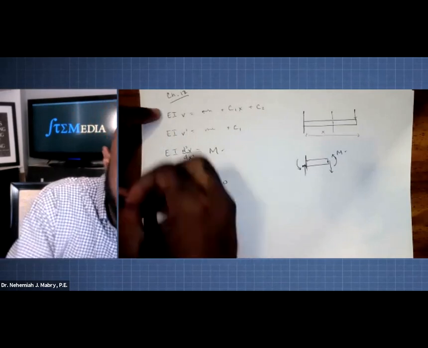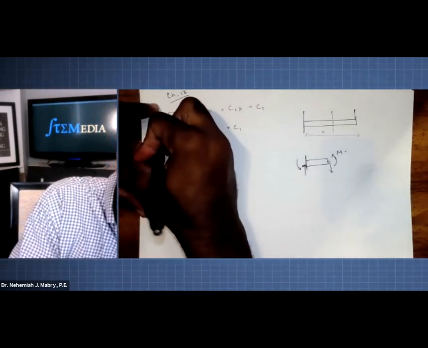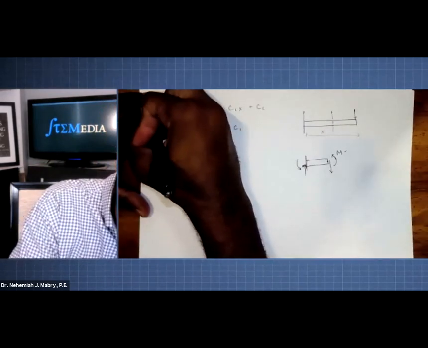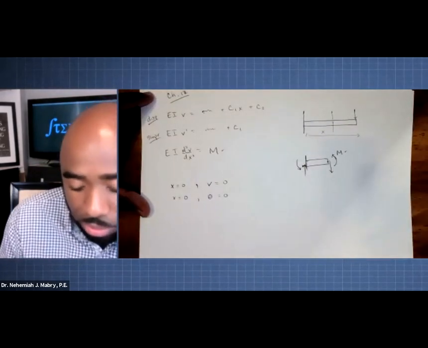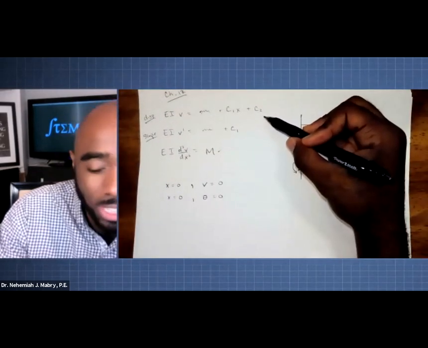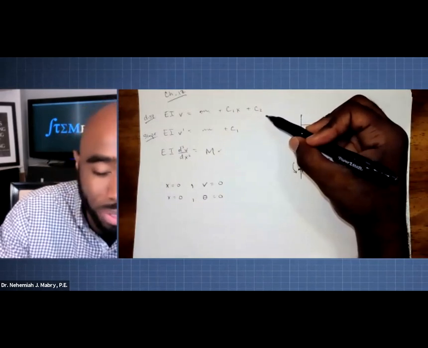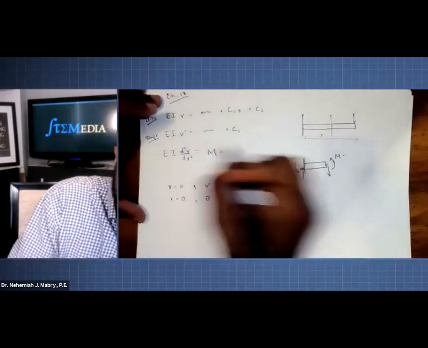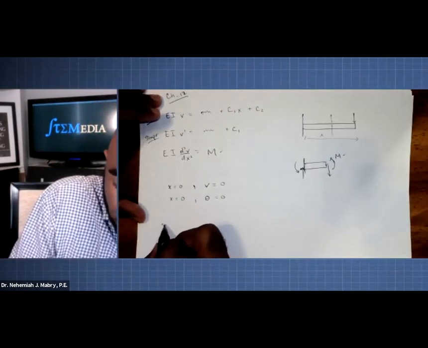The slope, this is the slope, the angle, and this is the displacement or deflection. They call them different things. This equation has been called the displacement, elastic curve, deflection. All those are the same thing. But we would set those equal to 0.